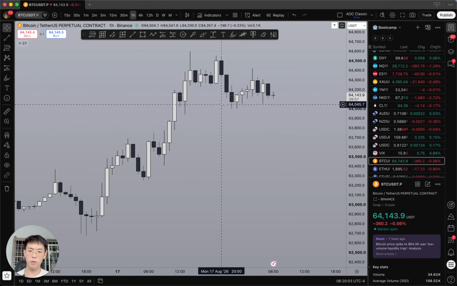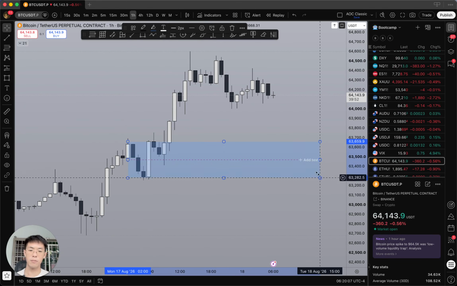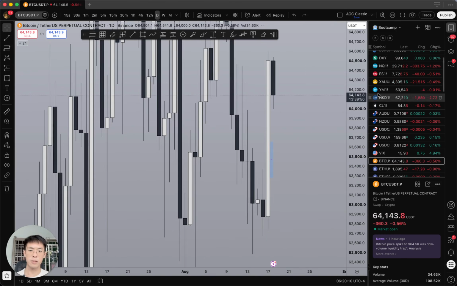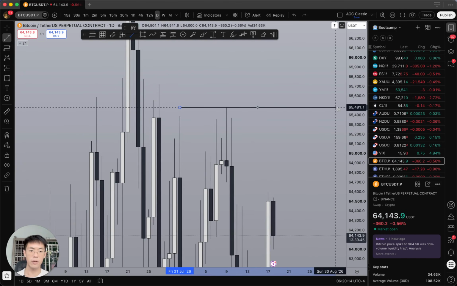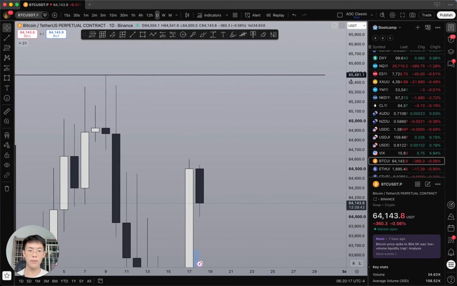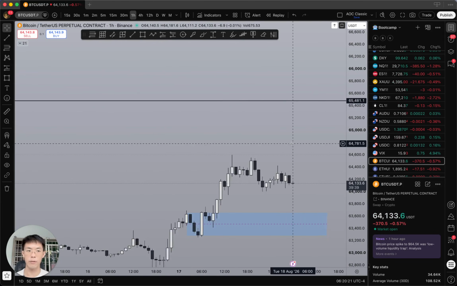So today I'm going to remove all of these drawings, and the playbook for today is going to be quite simple. We have a bullish daily bias. We have some pretty clear daily targets as well. Now, if we just mark out this liquidity level here at 65,500, this could be a level that price reaches for, which is about $1,500-ish away from where we're currently at.